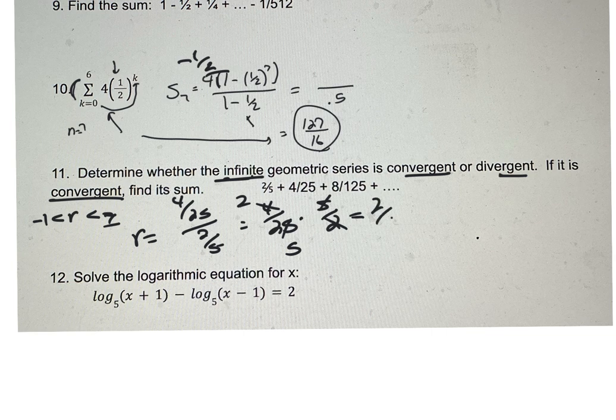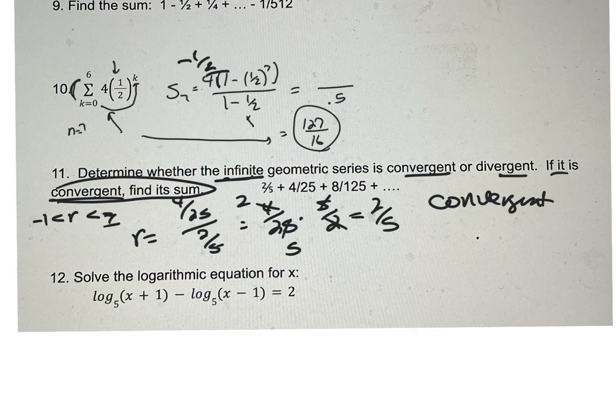I get 2/5. That's my r. Now, because it's between -1 and +1, it means I can do it. And because I can do it, that's called convergent. All right, and it tells you that in directions. If it is convergent, find the sum. Okay, if you get something that's not between -1 and +1, you can't do it. So it's divergent. You just write divergent, no work at all.